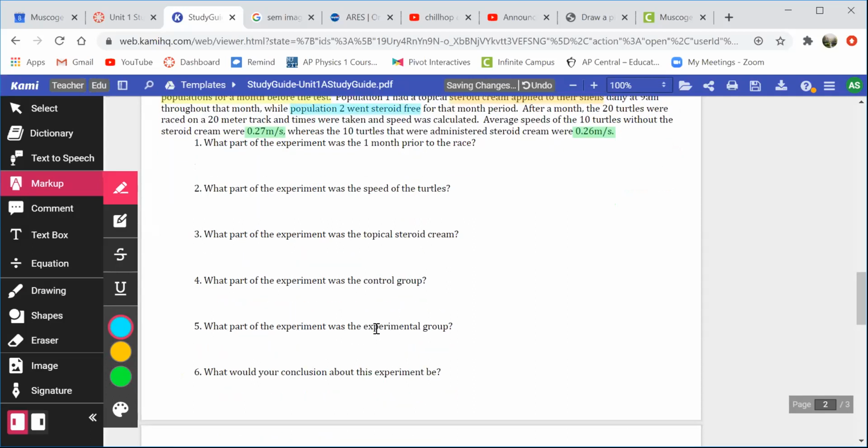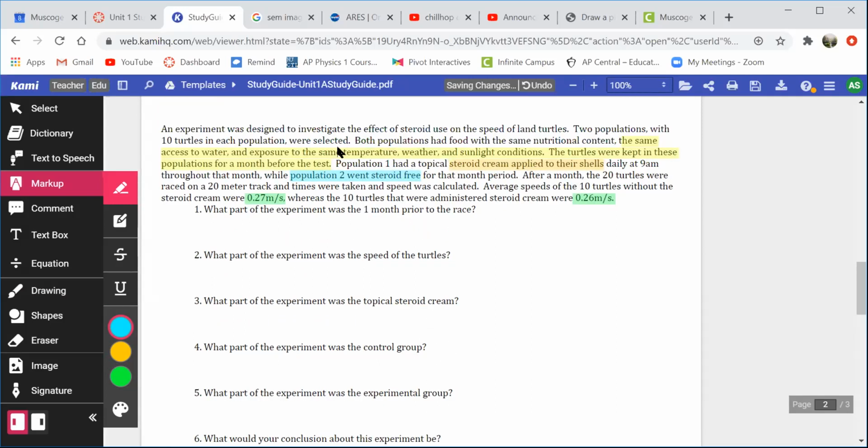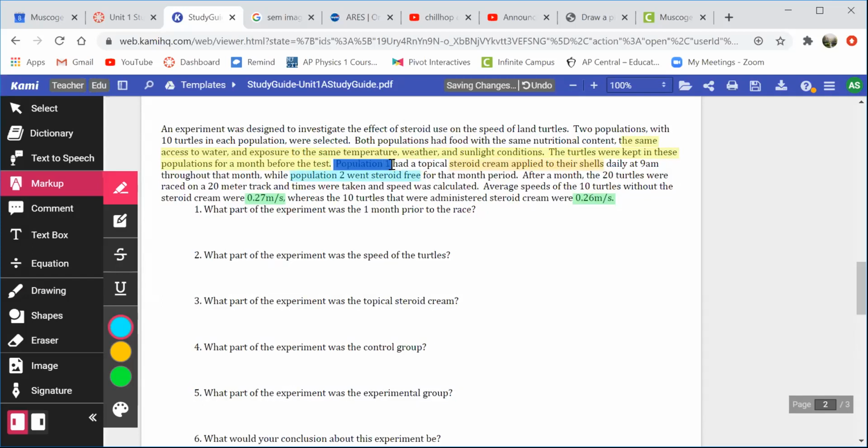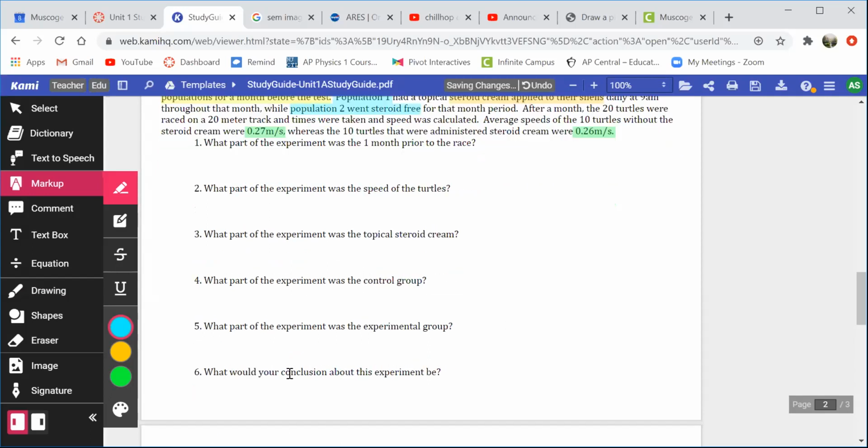What part of the experiment was the experimental group? Population 1. So population 1, why? Okay, whatever. Population 1 is our experimental group. Now, what would your conclusion about this experiment be? So this is not necessarily, find something in this. It's after you read it, what do you think the conclusion for this experiment would be?